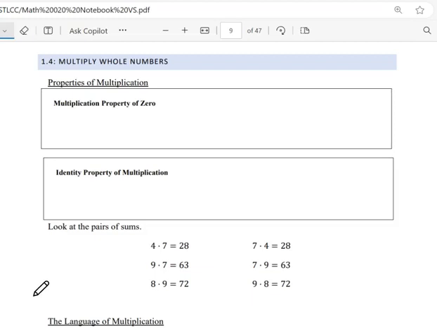We're going to look first at some properties of multiplication, and then we will look at multiplying numbers, formalize some rules, and then practice a few problems.